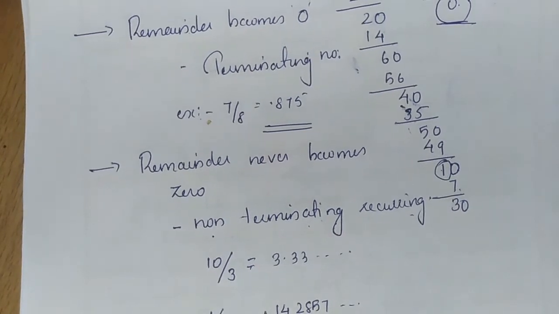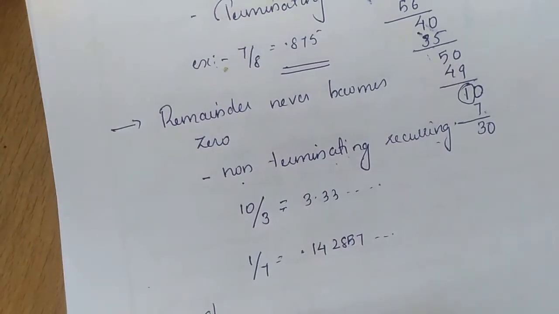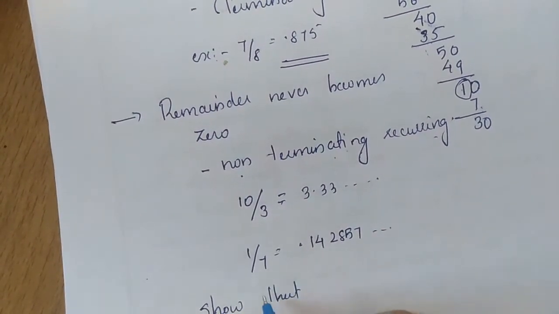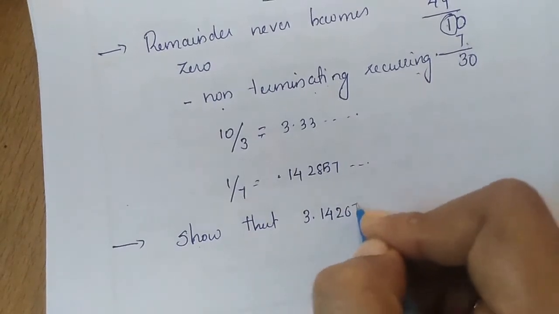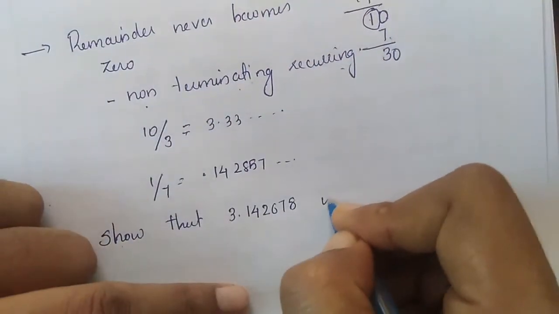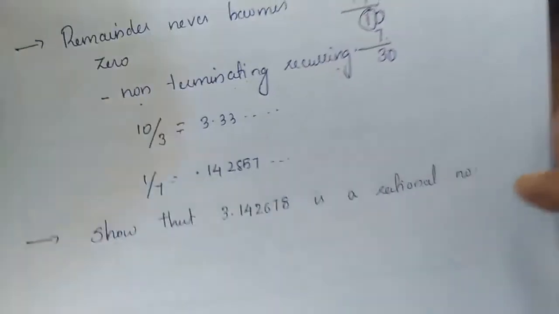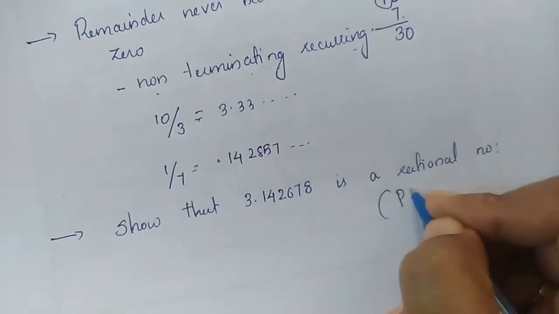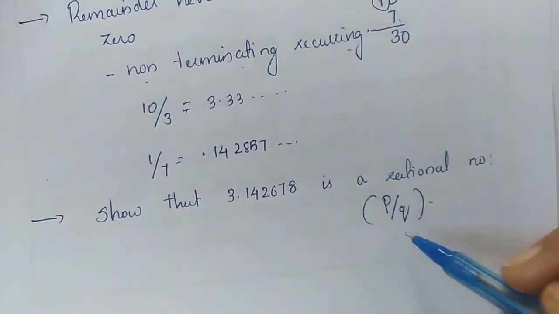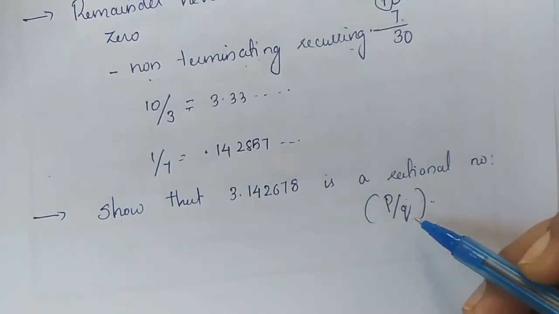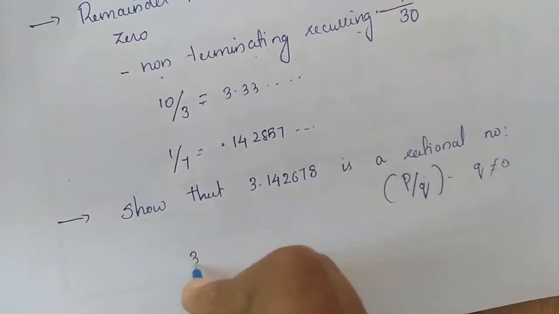Let's go to some examples. Show that 3.142678 is a rational number. That means the question indicates we have to represent it in the form of P by Q, where P and Q are integers. What is the definition of a rational number? A number which can be represented in the form of P by Q, where P and Q are integers, Q not equal to 0.